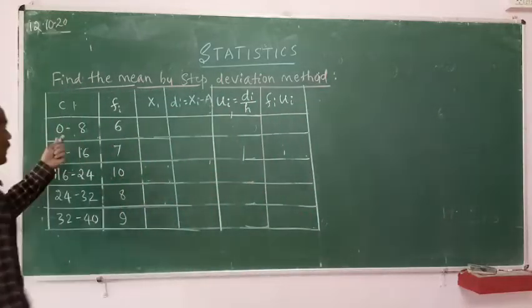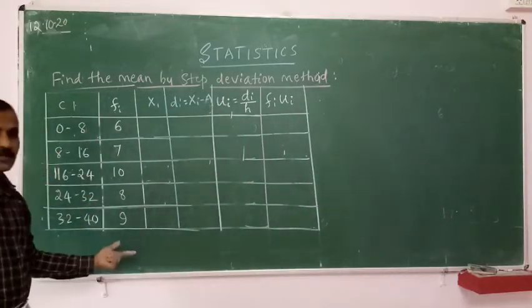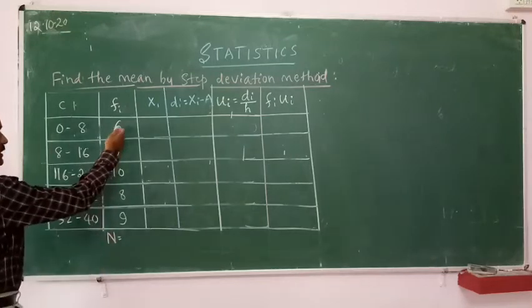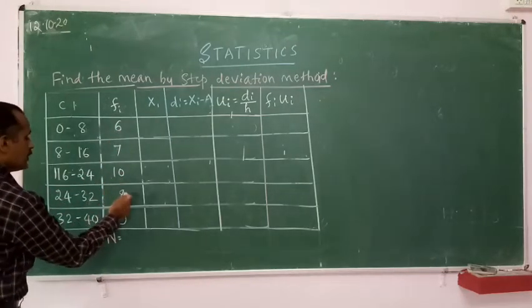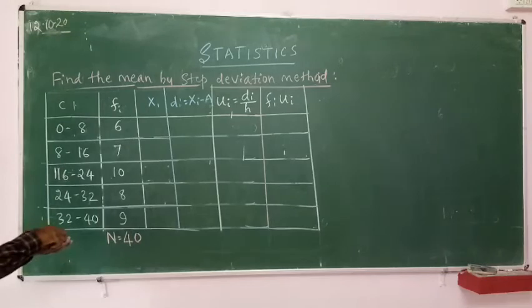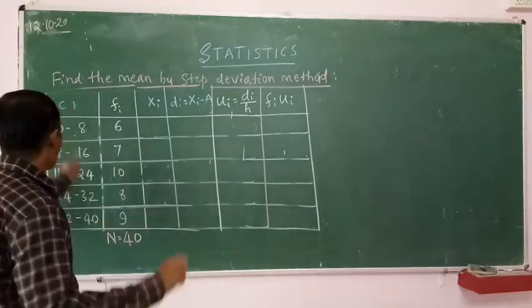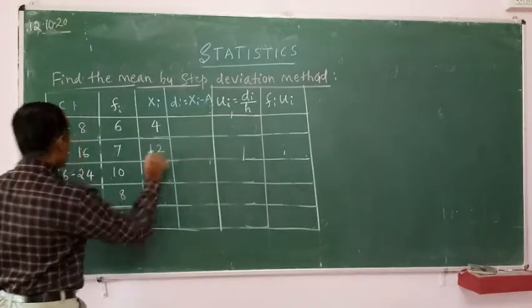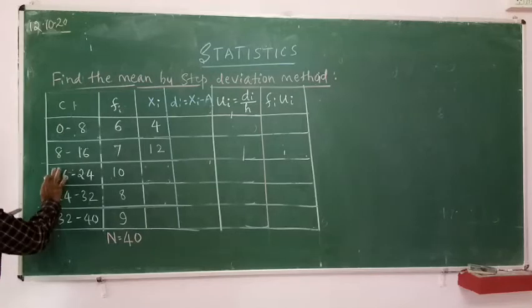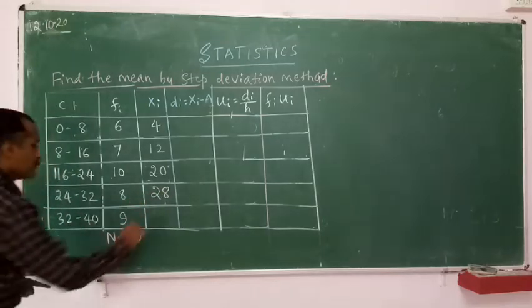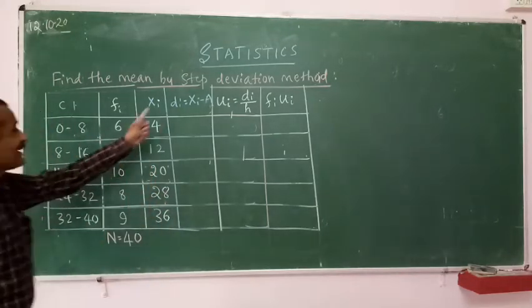Let's first write the class intervals and frequencies that are given. My first step is to find n. n is nothing but the sum of all the frequencies. It is 13, 23, 31, 31 plus 9 is equal to 40. 40 is the value of n. The next step is to find xi. xi is the midpoint. You are quite familiar with how to find the midpoint. It is 4, 24 by 2 is 12, 12 plus 4 is 16, 16 plus 4 is 20, 24 plus 4 is 28, 32 plus 4 is 36.